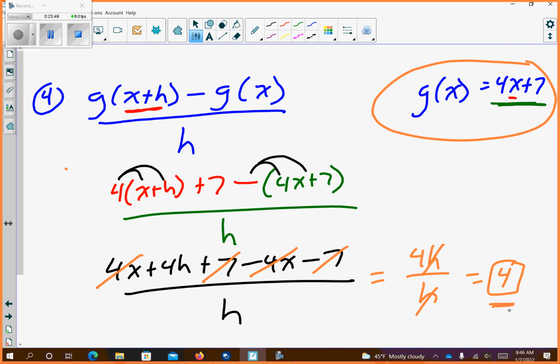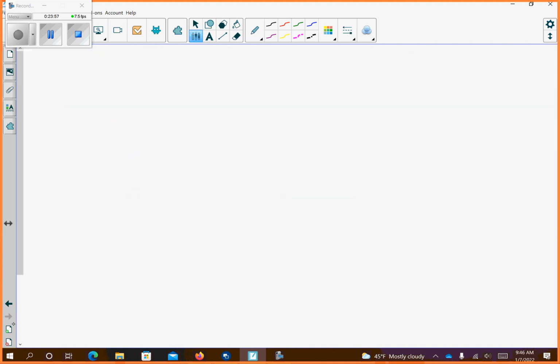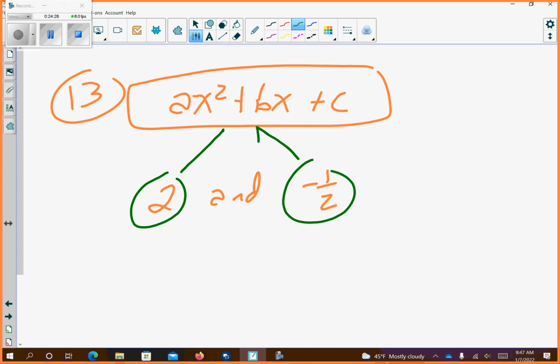And then I want to bounce down to, let's go to number 13. So they want us to write in this form, this is called standard form, ax squared plus bx plus c, but they tell us that we have an answer of 2 and we have an answer of negative 1/2. So we have to somehow come up with a way that we're going to put these into this form.